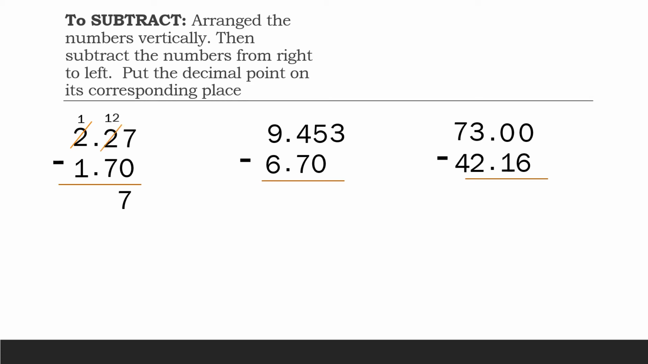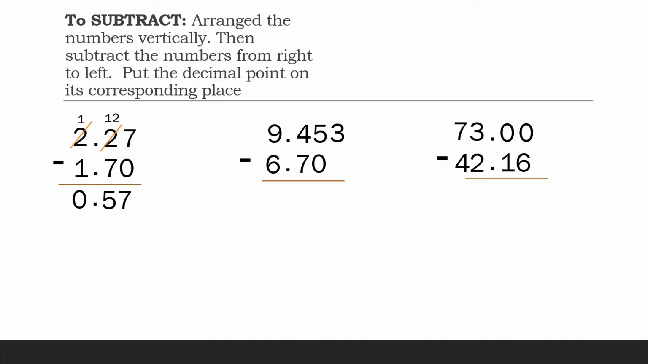Then, yung 2, iakyat lang natin yan. So, 12 minus 7, yung 12 na yung bago nating babawasan. 12 minus 7, that is 5. Then, put the decimal point aligning the other decimals. Then, subtract 1 minus 1 is 0.